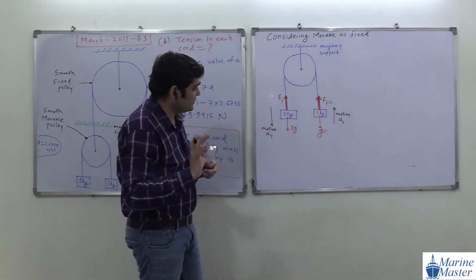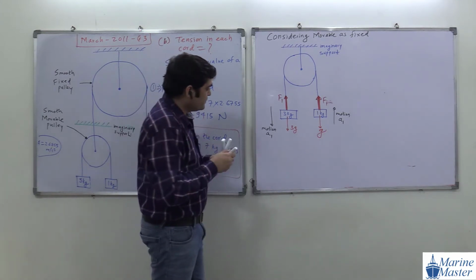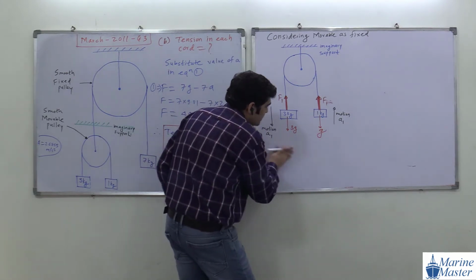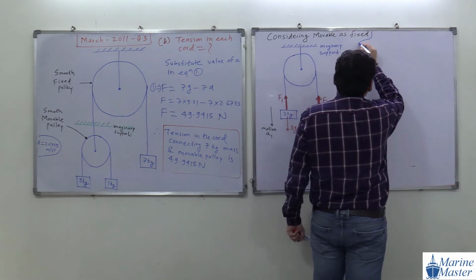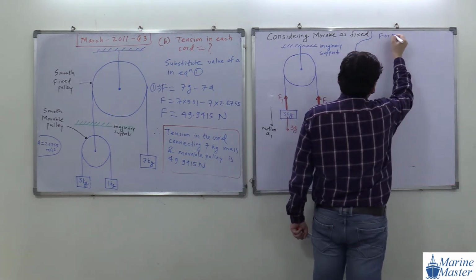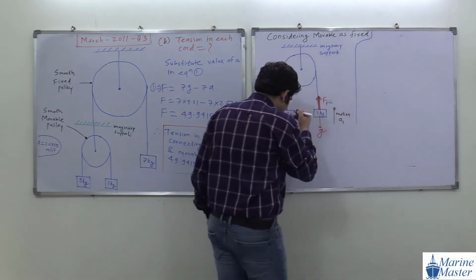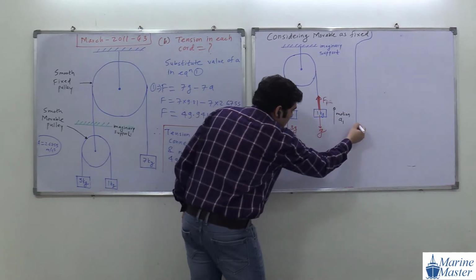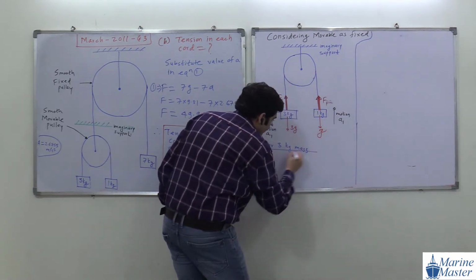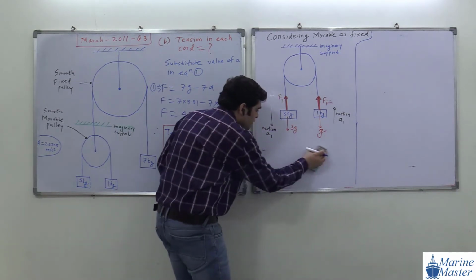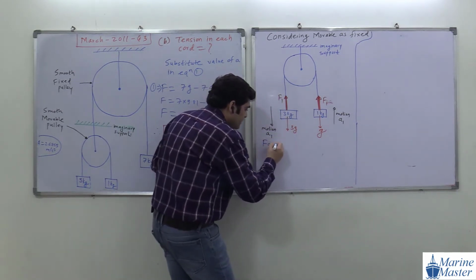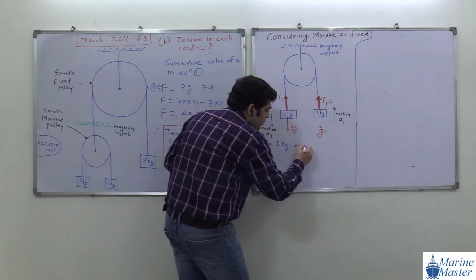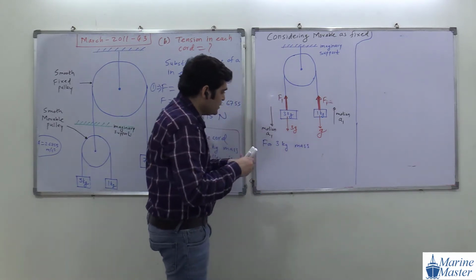Very, very important discussion. Now try to see the point here, everyone. First of all, we will consider the 3 kg mass. Everyone observe. For the 3 kg mass, one minute, I am going to write it down properly. For the 3 kg mass, we are going to apply Newton's second law of motion. Summation of force is equal to what?